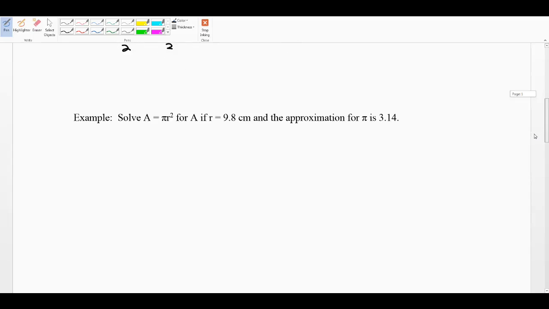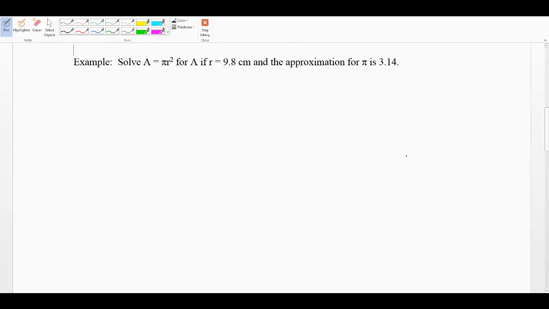So now let's look at this example. We're going to find A, given A equals pi r squared. And we're told that pi is 3.14. And we're told that r is 9.8. And we're going to square that.